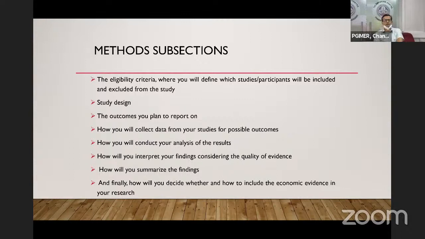What methodology will you be using? If you are screening for a particular disease, then which screening instruments will you be using? And if you are designing some experiment, then what experiment will you be doing. How will you analyze the data and report the results? How will you interpret your findings considering the quality of your evidence? And how will you summarize the findings? And finally, how will you decide whether and how to include some economic analysis in your research?